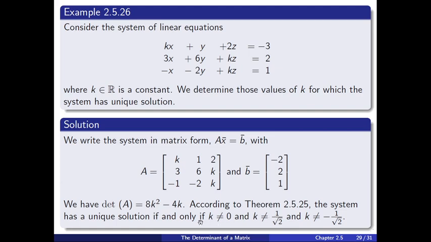So in other words, the system has a unique solution if and only if k is not equal to 0, and k is not equal to 1 over root 2, and k is not equal to minus 1 over root 2.